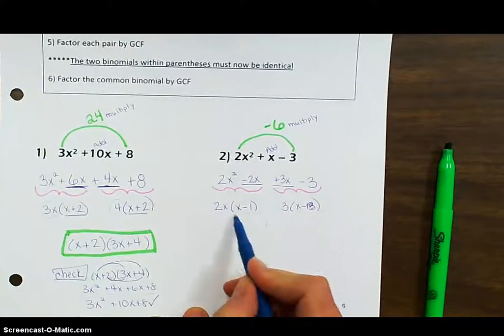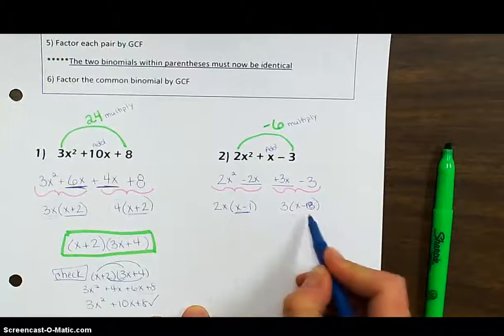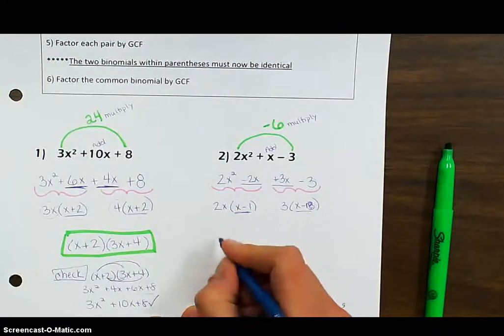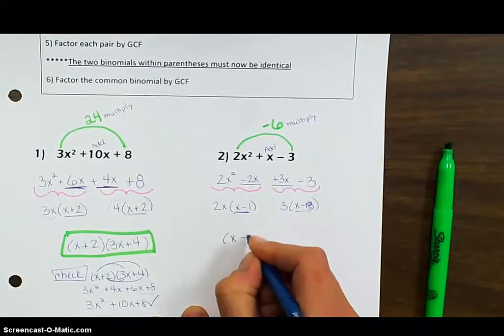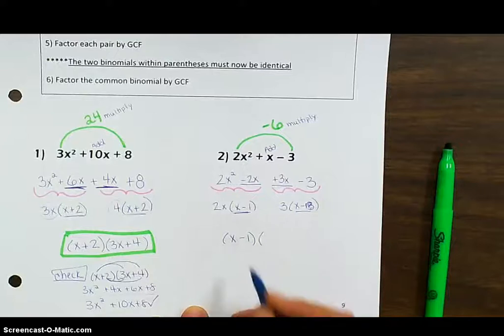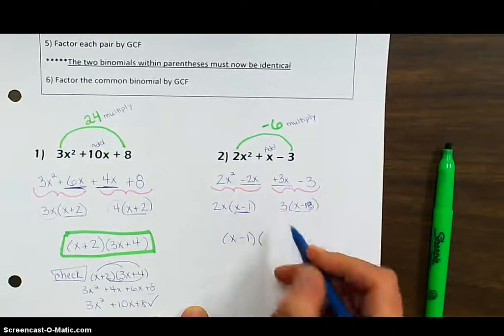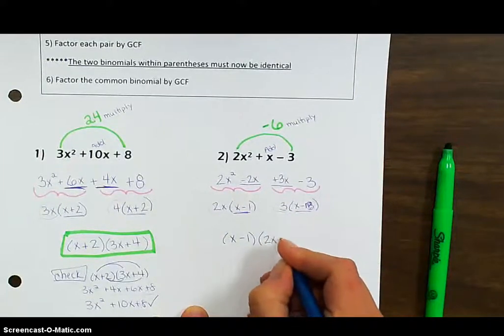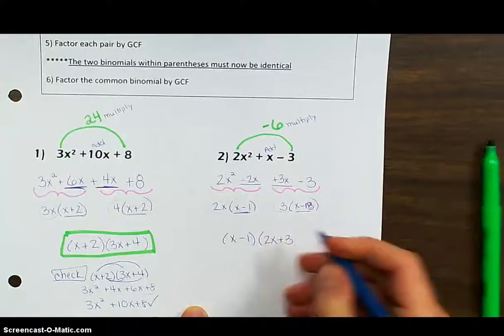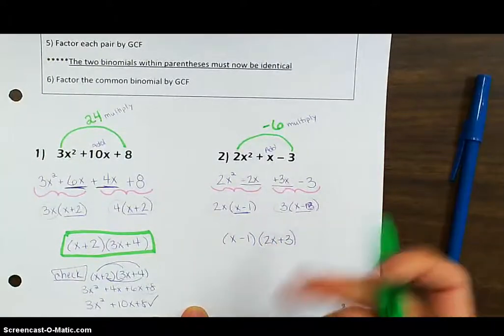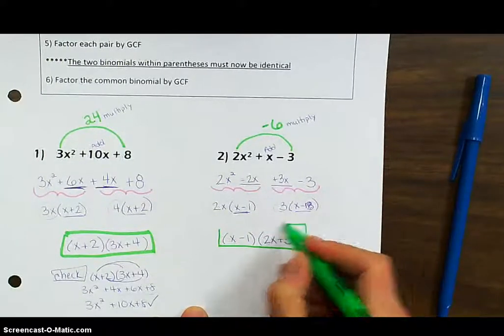So now if I look at my parentheses, they are the same. That is my first factor. So the first part of my answer is x minus 1. And the second part of my answer, I take the outside terms and I put them together. And that is my final solution.